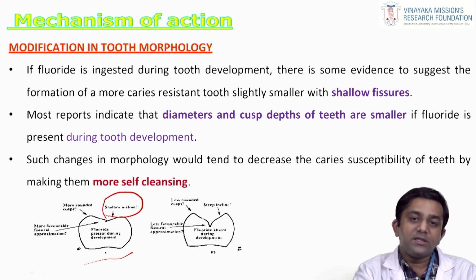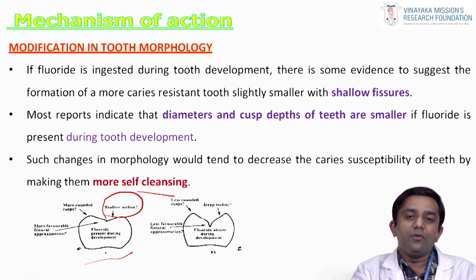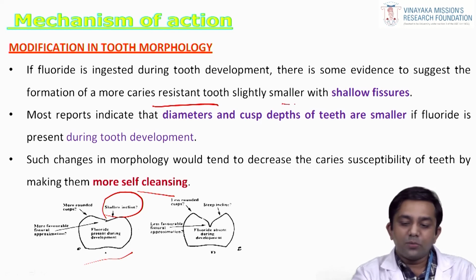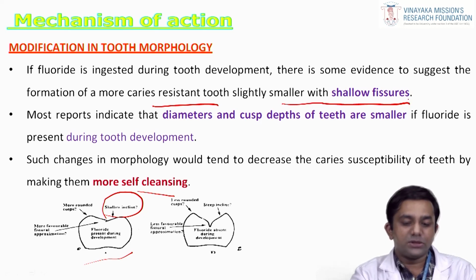So, in this way these self cleansing areas are less susceptible to dental caries when compared to deep pitted fissures. If fluoride is ingested during tooth development, there is some evidence to suggest the formation of a more caries resistant tooth that is slightly smaller with shallow pitted fissures. Cusp diameter and depths are smaller if fluoride is present during tooth development.